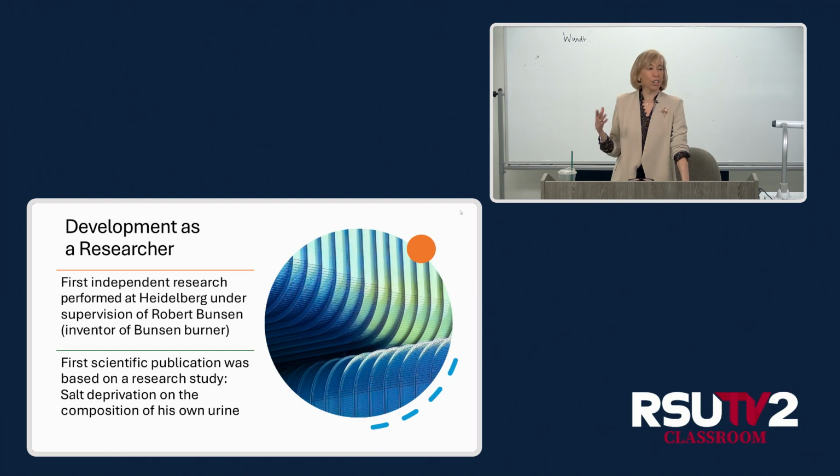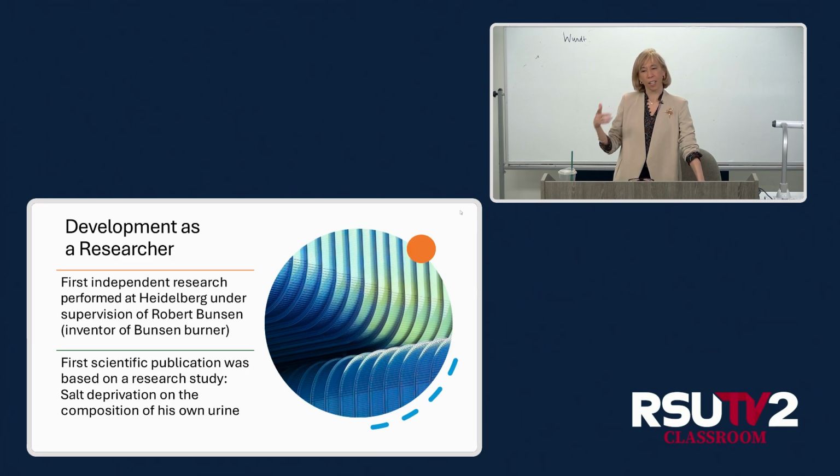But early on, he really wanted to do his own thing. And to illustrate, one of his first scientific publications was based on a research study. On page 177, it talks about it. Wundt studied the influence of salt deprivation on the composition of his own urine, and in 1853 reported the results in his first scientific publication. All right? He did this in a really methodological way, so you can see where that experimental element is starting to come across.